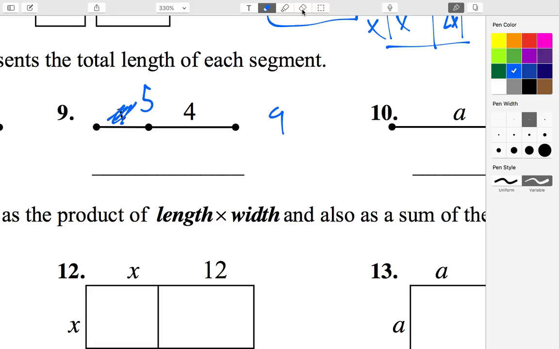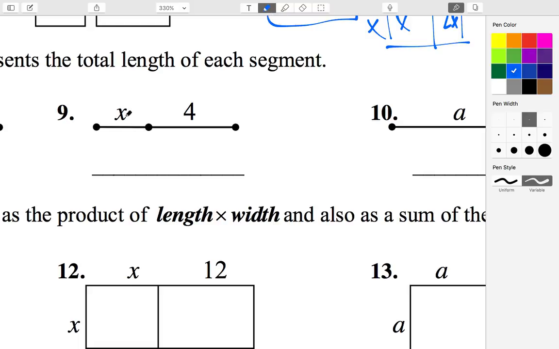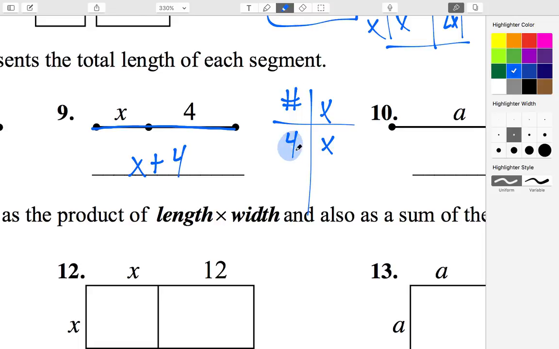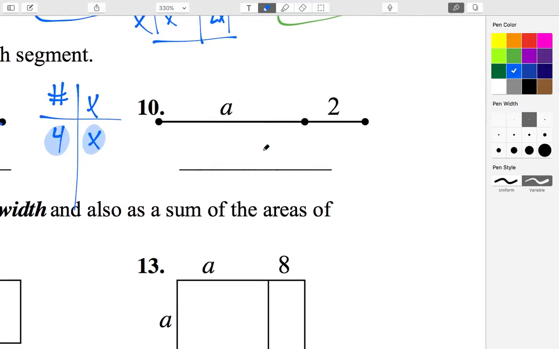Now let's erase this, and we're doing the actual problem. So we have x and 4. How do you find the entire segment? You add it together. X plus 4. Are these like terms? Let's see. We have a number column. We have an x column. This is from the notes. Number, this would go in 4. X would go here. Are they like terms? Well, one is in this column, and one is in this column. So no, they are not like terms since they are in different columns. So x plus 4 would be your answer. Okay, 10 is your problem. Let's go to 11.